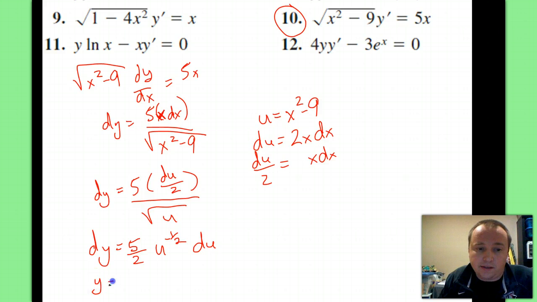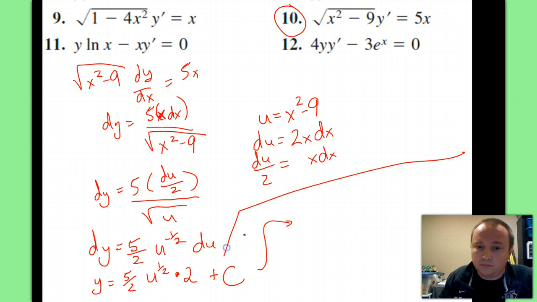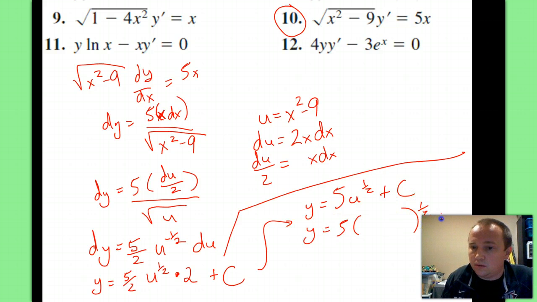And so y equals 5 halves, add a power, divide by the power. If I divide by 1/2, that's the same as multiplying by 2, plus c. And so I have y equals 5 u to the 1/2 plus c. Well, what's my u? My u is x squared minus 9.